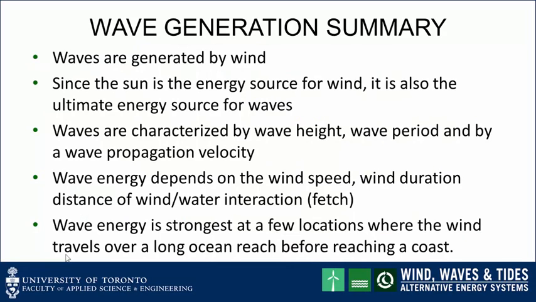Okay, so in a nutshell, we've learned about where waves come from and where they appear to have great potential. Let's summarize a bit. Waves are generated by wind. Since the sun is the energy source for wind, it is also the ultimate energy source for waves. We can characterize waves by a wave height, a wave period, and a wave propagation velocity. The energy contained in a wave, or the size of the wave, depends on the wind speed, the wind duration, and the distance over which the wind interacts with the water, which we call the fetch. And finally, the wave energy is strongest at a few locations where the wind travels over a very long ocean reach before reaching a coast.